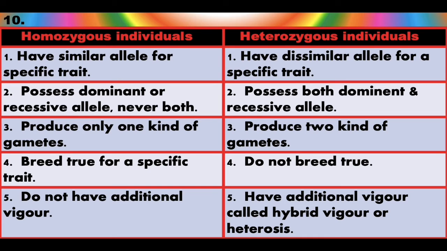Homozygous individuals breed true for a specific trait, while the heterozygous individuals do not breed true. Homozygous individuals do not have additional vigor, while the heterozygous individuals have additional vigor called hybrid vigor or heterosis. So, the homozygous are pure individuals and the heterozygous are hybrid individuals. The homozygous and heterozygous individuals are called homozygotes and heterozygotes respectively, and these terms were introduced by Bateson and Saunders in 1902.